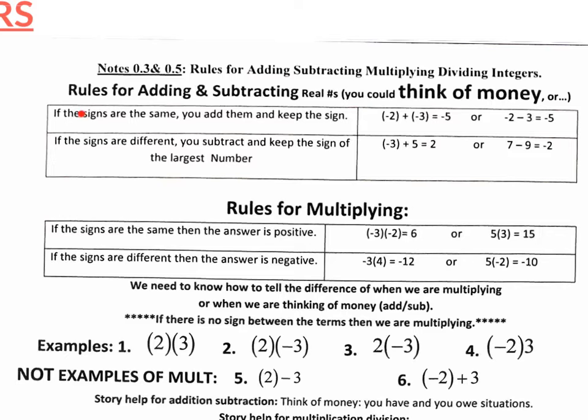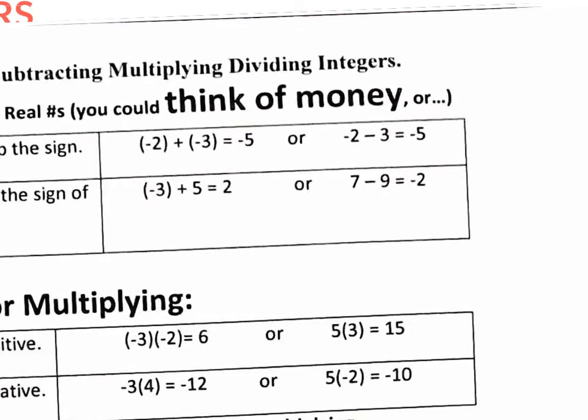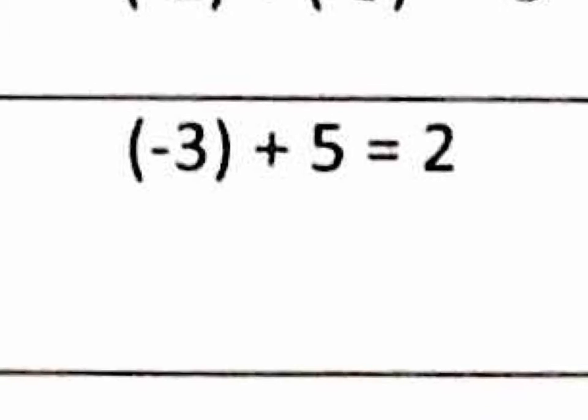What are the rules? If the signs are the same, you add them and keep the sign. If the signs are different, you subtract them and keep the sign of the larger number. So if we look at this guy right here, the signs are different. You have a -3 and a +5. Signs are different. Subtract, it's 5 minus 3. The answer is 2 because the bigger number is positive, so that's a +2.